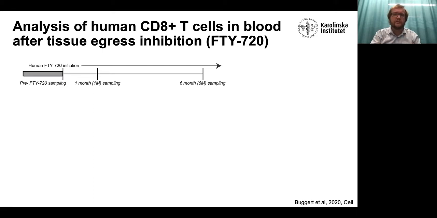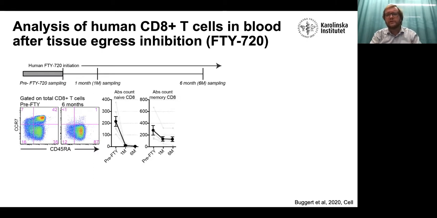tissues into the blood. And when you do this, what happens really is that your naive T cells and central memory T cells, of course, drop, both when it comes to absolute counts and also, of course, in frequencies. But still what you can see here is that you still have this population of effector-like cells, or TEMRA cells as we usually call them, present here within the blood. And this to some degree can be displayed here because the absolute counts of memory cells are going down, but then it kind of stabilizes out to 6 months after people have been put on this drug.